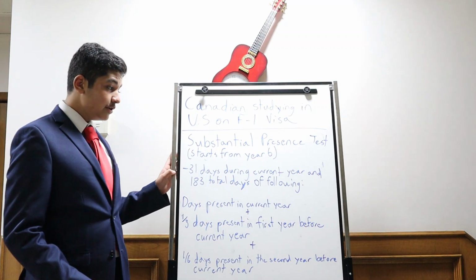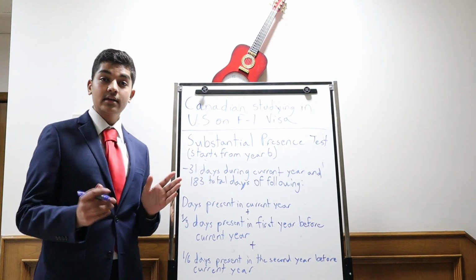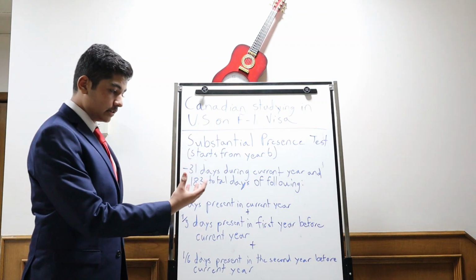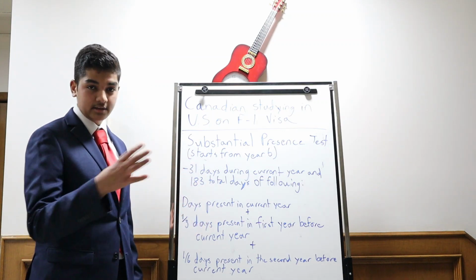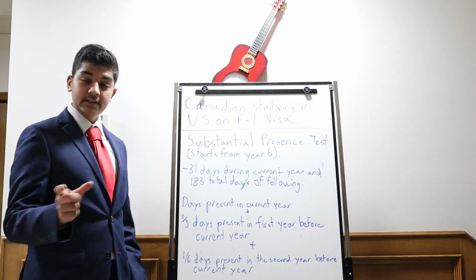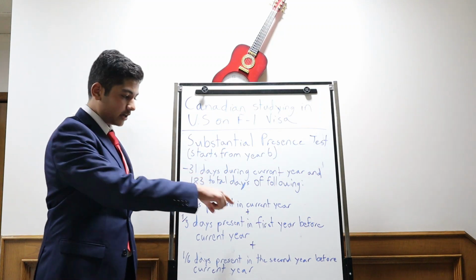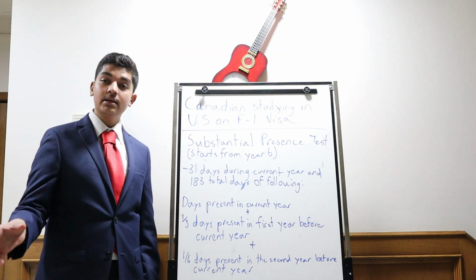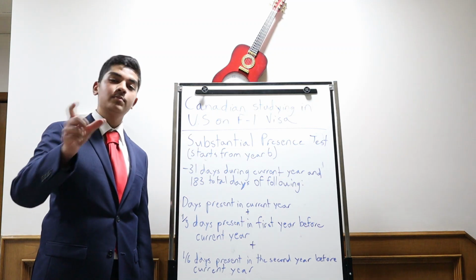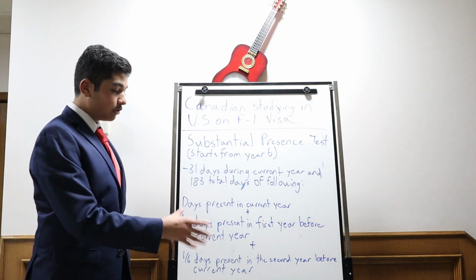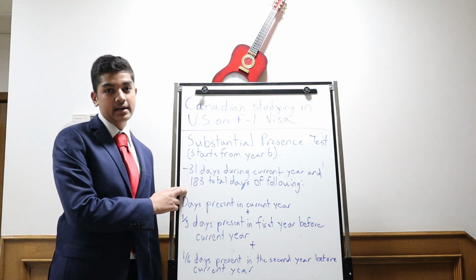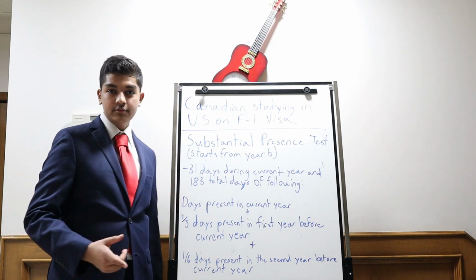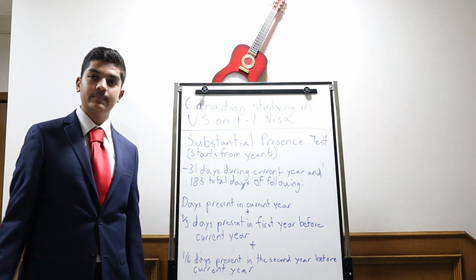It includes 31 days during the current year and 183 total days over the following years. So: the days present in the current year, 1/3 of the days present in the year before the current year, and 1/6 of the days present in 2 years before the current year. The total of that should be less than 183 to still be considered a non-resident. If it's greater than 183, then you have to file the resident tax.